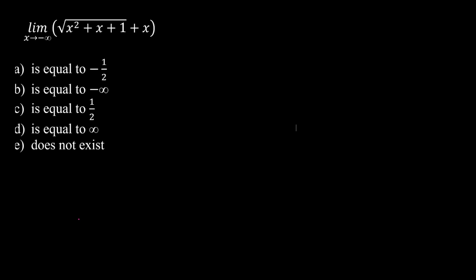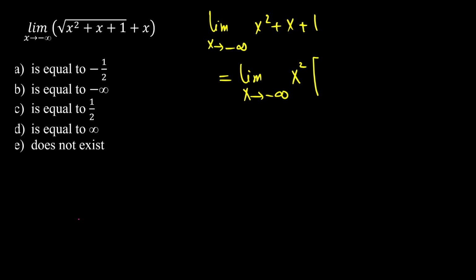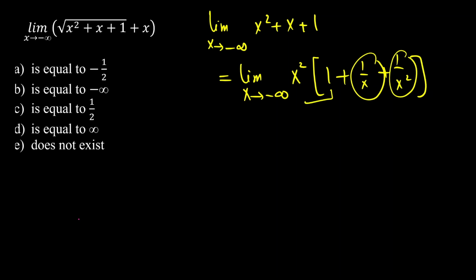Well, this is a similar problem to the previous one, except that x is going to minus infinity. Under the square root, x squared is going to dominate, and the reason why it does so is the following. Let's look at the limit as x goes to minus infinity of x squared plus x plus 1. So this is going to be equal to the limit as x goes to minus infinity, and if I take x squared as a common factor, then I have 1 plus 1 over x plus 1 over x squared here. Now as x goes to minus infinity, this part and this part are going to decline to 0, and then whatever remains is just 1 times x squared.